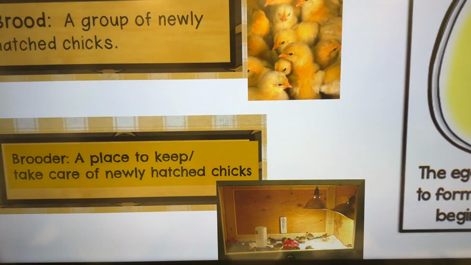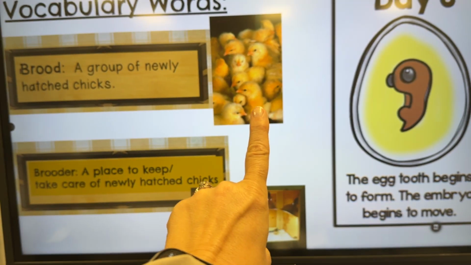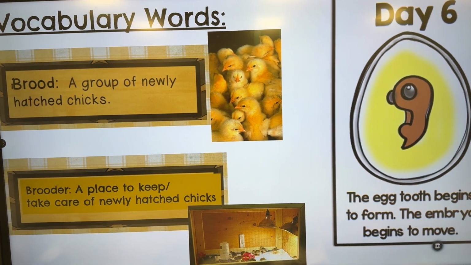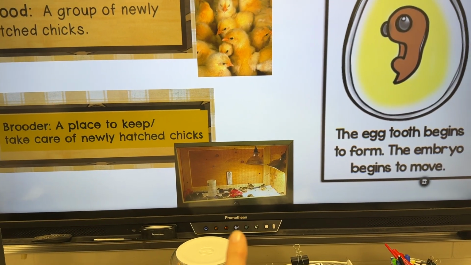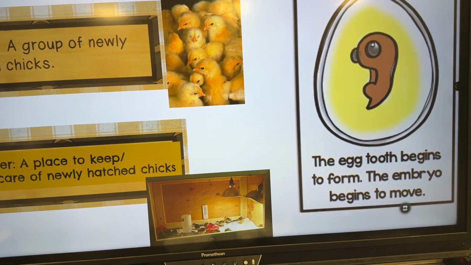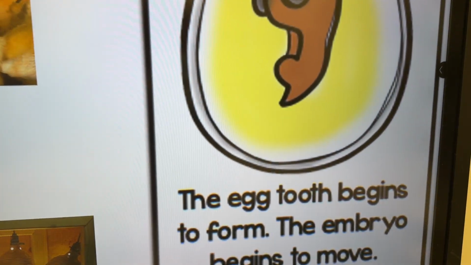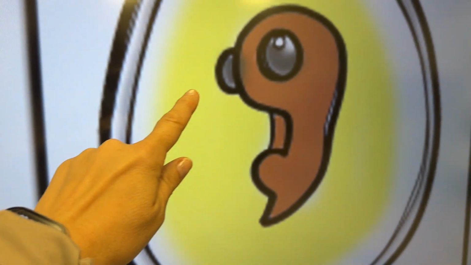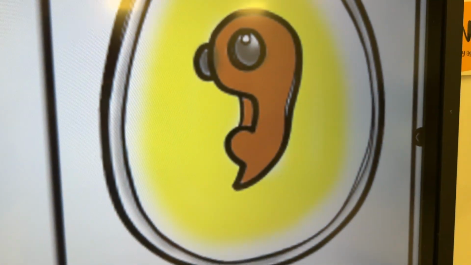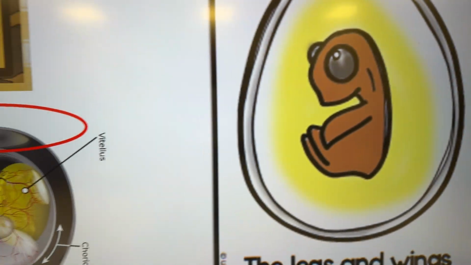Day five, we talked about the word brood. That's what we call a group of chickens after they hatch, and then we put the chickens in a brooder box. We've been talking about this egg tooth that begins to form on the outside part of their beak, and that helps them to get out when it is time to hatch.